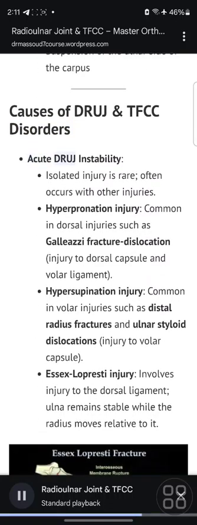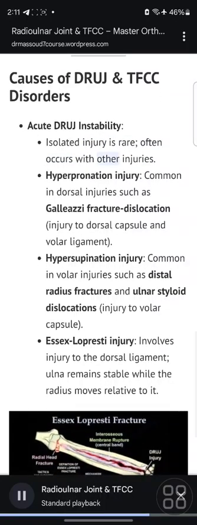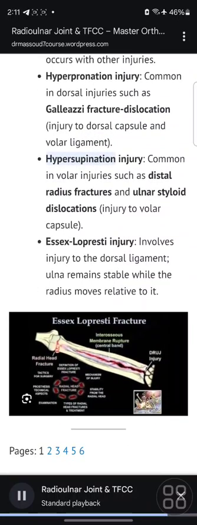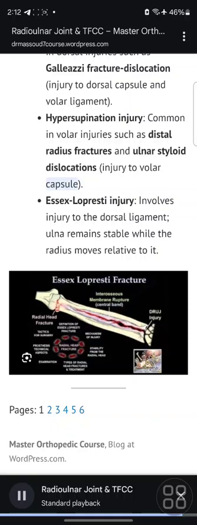Acute DRUJ instability. Isolated injury is rare. Often occurs with other injuries. Hyperpronation injury. Common in dorsal injuries such as Galeazzi fracture dislocation, injury to dorsal capsule and volar ligament. Hypersupination injury. Common in volar injuries such as distal radius fractures and ulnar styloid dislocations, injury to volar capsule.